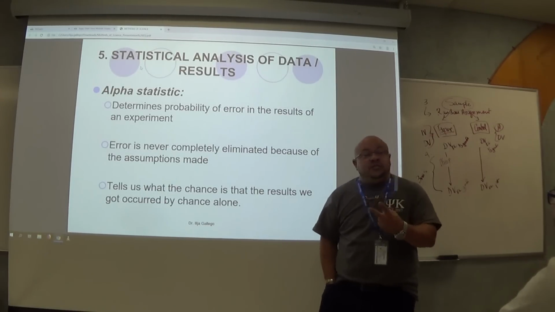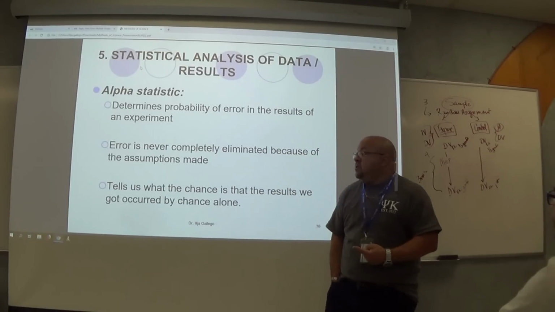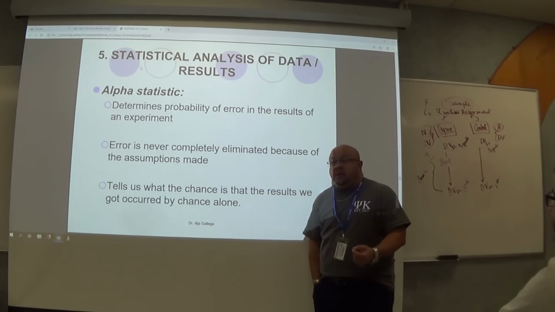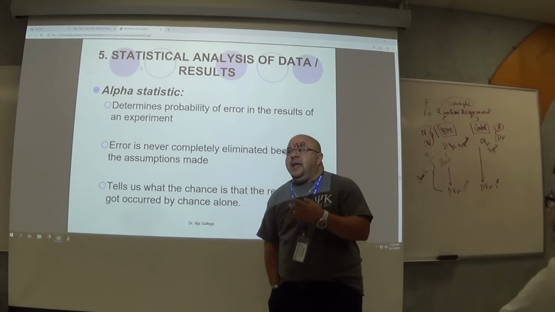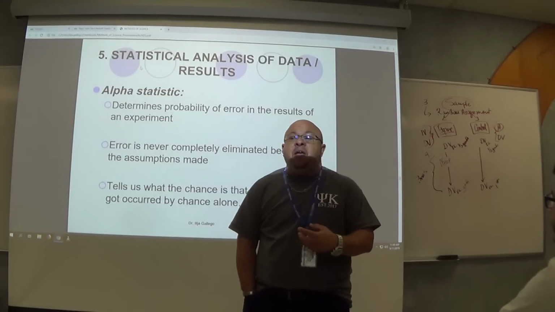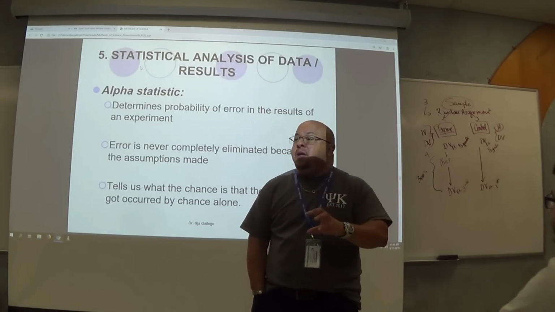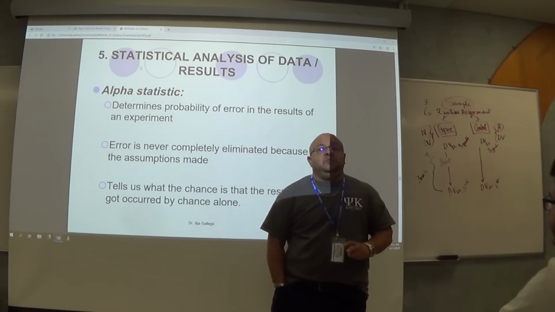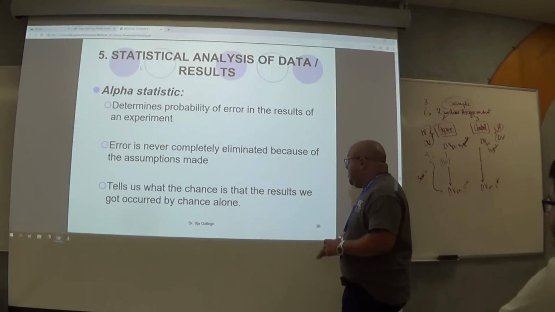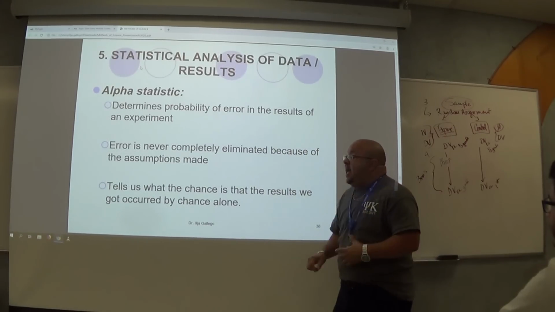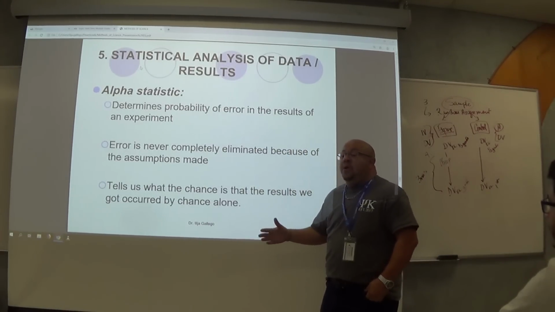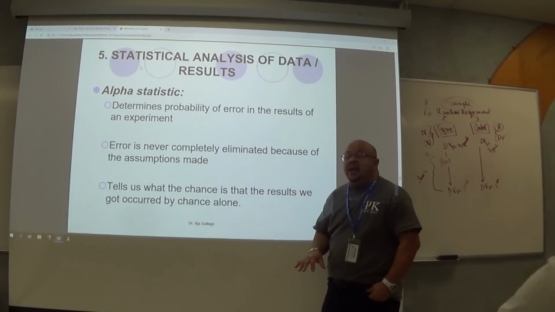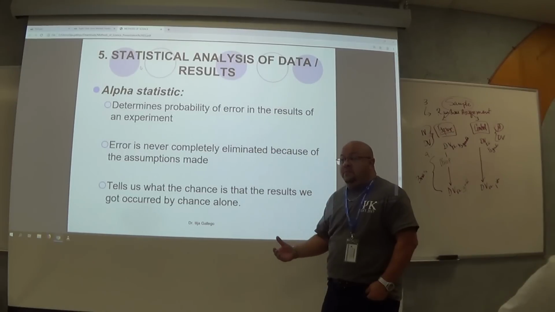There's only two things you need to know about alpha. The first is that alpha only is used for experiments. Correlations and anything else do not use alpha. The second thing you need to know is what it means. The last point on slide 36 tells you that alpha tells us the likelihood that the results we got in the study occurred by chance alone.